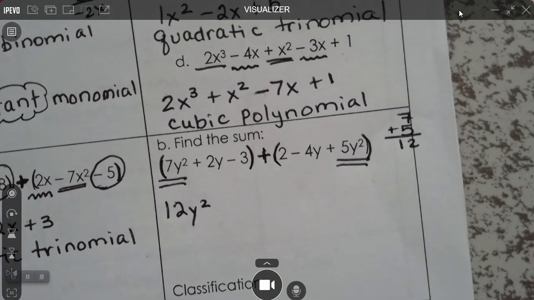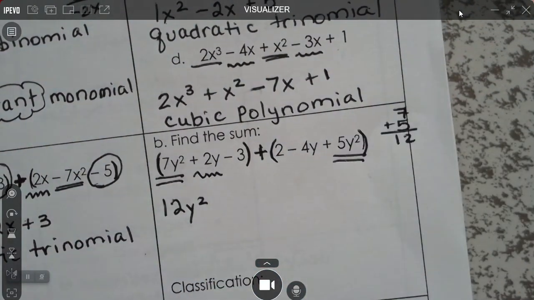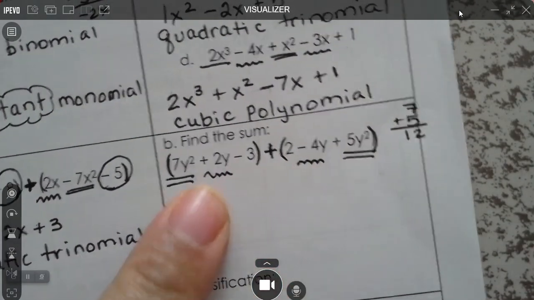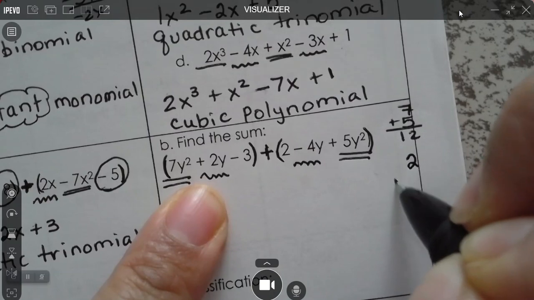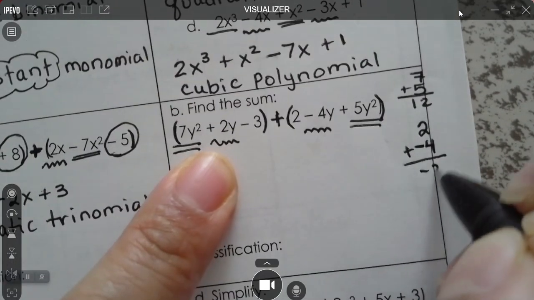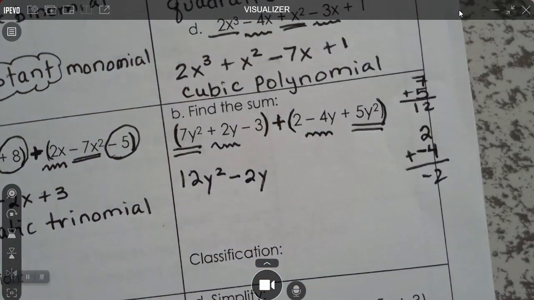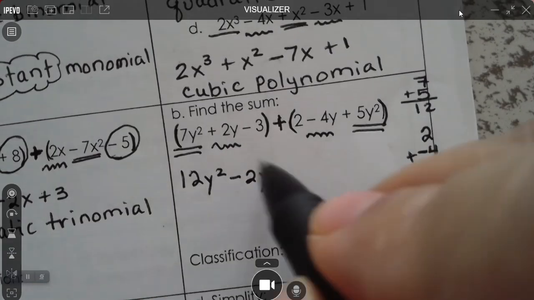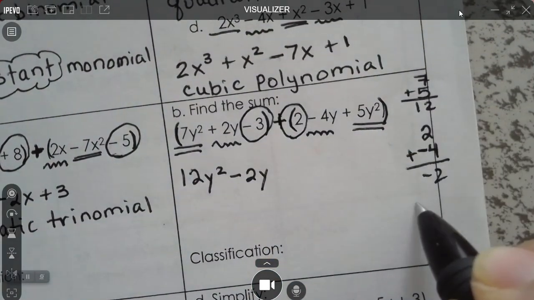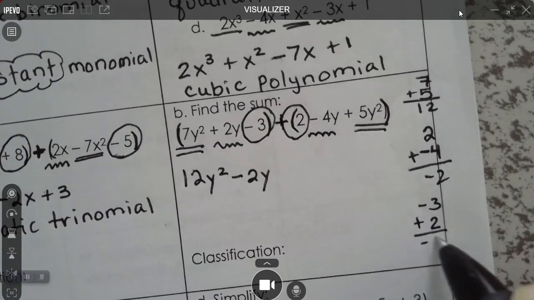Then the next highest exponent, I have a positive 2y and a negative 4y, so in your calculator you need to be careful, it's a positive 2 plus a negative 4. Negative 2, so it'd be negative 2y. Now lastly, the constants, being mindful of those signs. Negative 3 plus a 2, because a 2 is positive. So that's a negative 1.